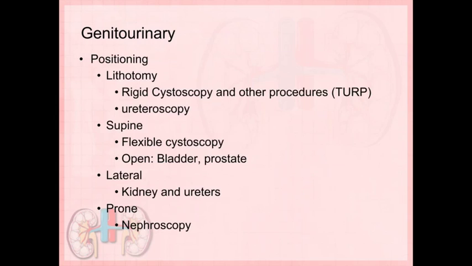The patient's position will be determined by the procedure being performed. The lithotomy position is used for procedures with a rigid cystoscope, such as a TURP and a ureteroscopy. The supine position is for procedures that use flexible cystoscopes and open procedures of the bladder or prostate. The lateral position can be used for procedures involving the kidneys and ureters. And the patient can even be placed in prone position for nephroscopies. Make sure you know all the safety precautions for all the surgical procedures.